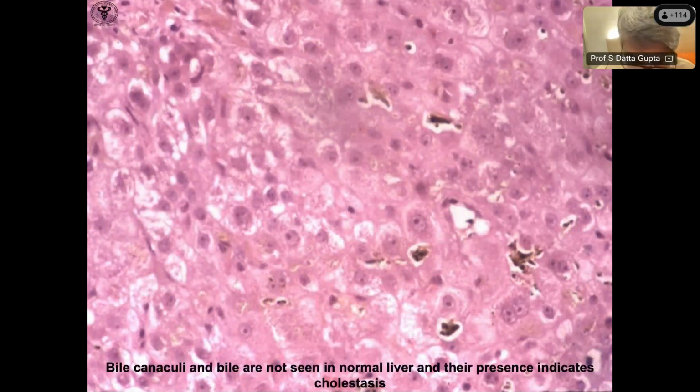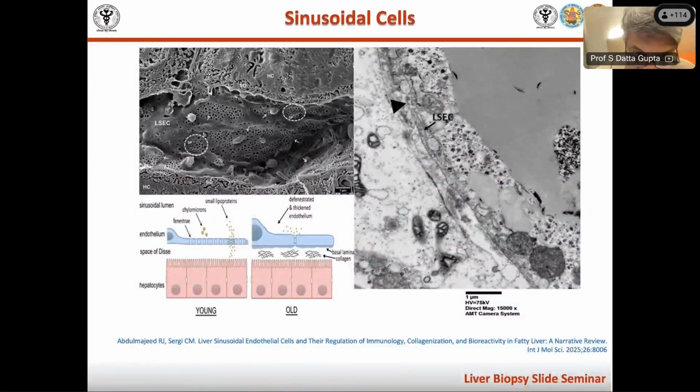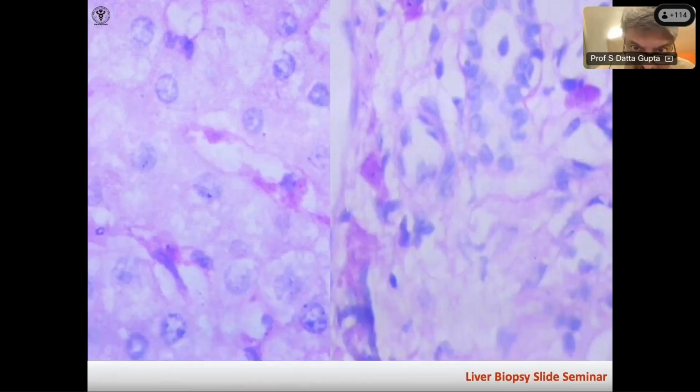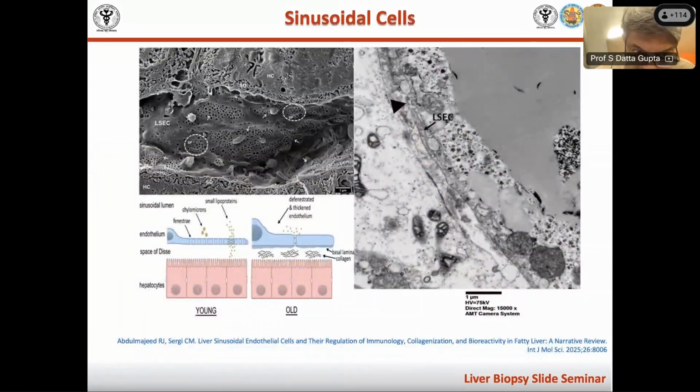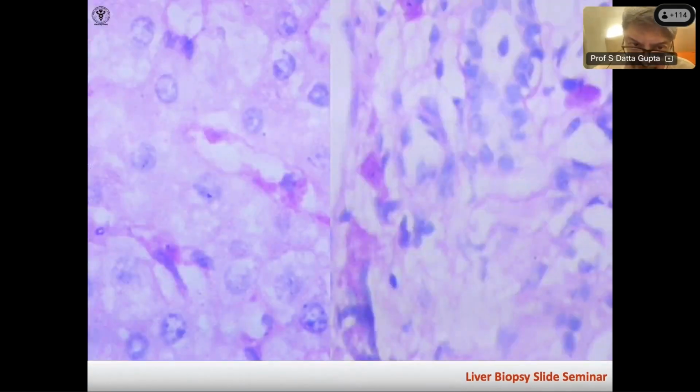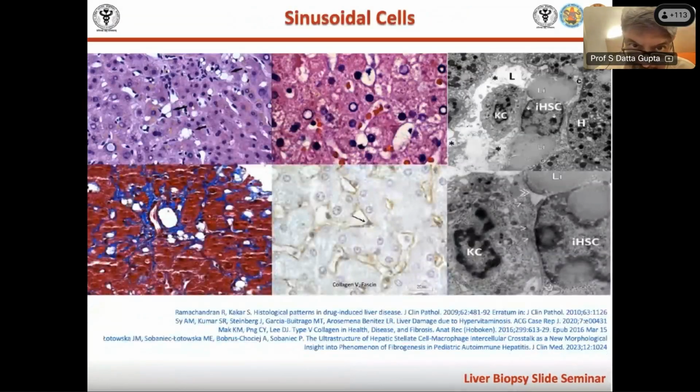Once again, you don't find bile canaliculi and bile in normal liver, right? So this is how it is. Sinusoid we have seen. Now, Kupffer cells, can we stain? We don't stain them normally. Sometimes when there is hepatitis, they gobble up all the ceroid pigment and when you do diastase PAS, they become positive. So whenever there's liver cell necrosis, it's an indirect way of telling they are there.